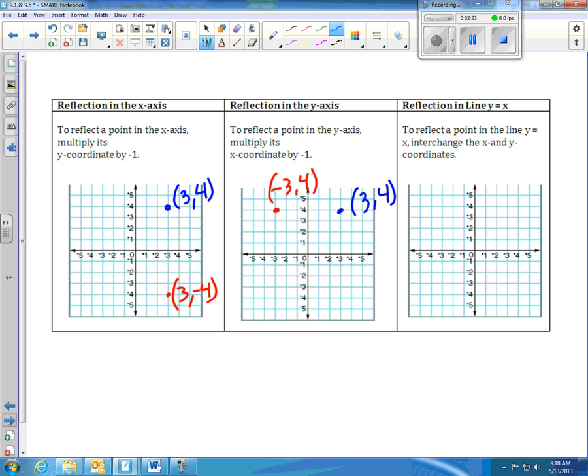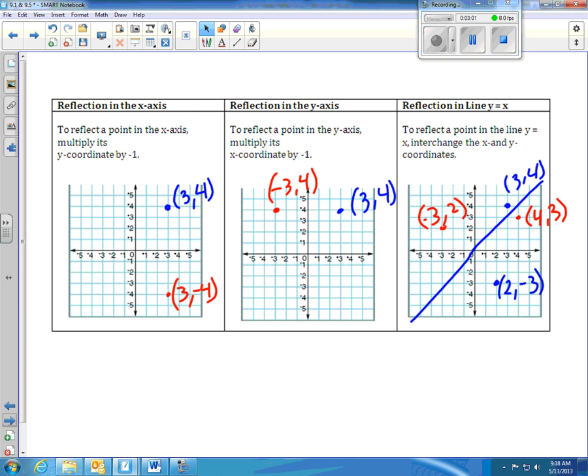All right, and to reflect over the line y equals x, and that y equals x is this line here, a diagonal line that goes through, you're going to interchange the x and the y coordinates. So if I had the point 3, 4, the reflected image is going to be 4, 3. Or if we look at another example and we have 2, -3, our reflected image is -3, 2. All right, so those are the 3 types of reflections we're going to be looking at.